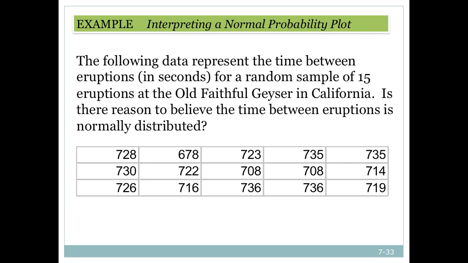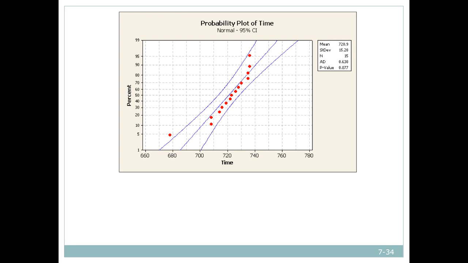So let's look at this data here. We have Old Faithful geysers in California, and we want to know if there's reason to believe that the time between the eruptions is normally distributed. So we have 15 different eruptions here, time between them, and we want to know if it's normally distributed. So what we can do is look at this probability plot. A lot of times this is already going to be given to you. I'm also going to show you how to get something that looks pretty similar to this. We can't make it look exactly like this in StatCrunch, but we can get pretty close.